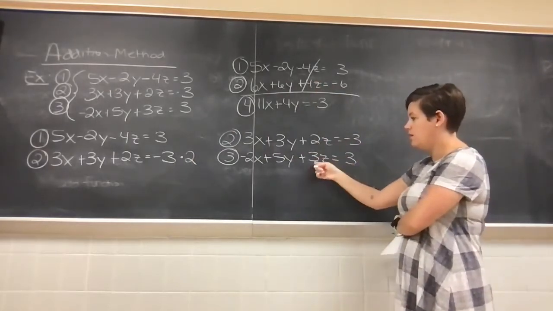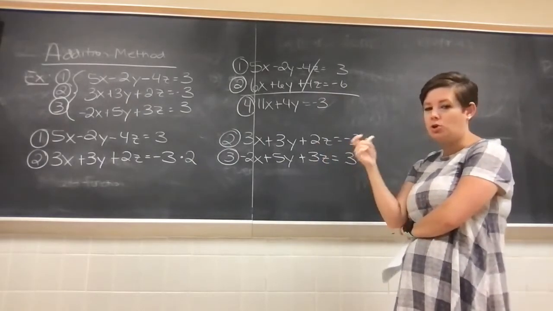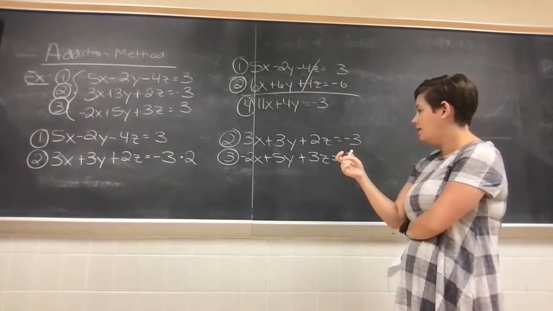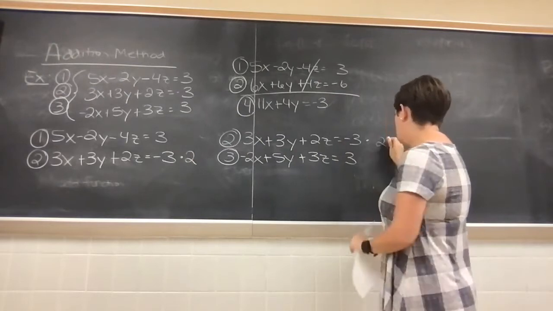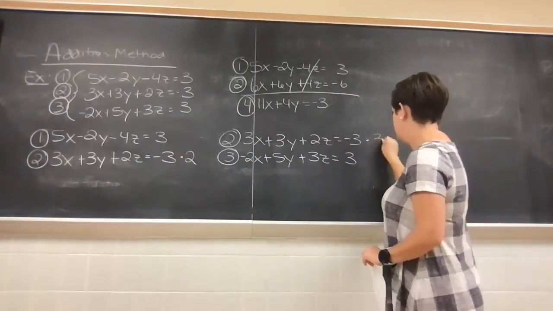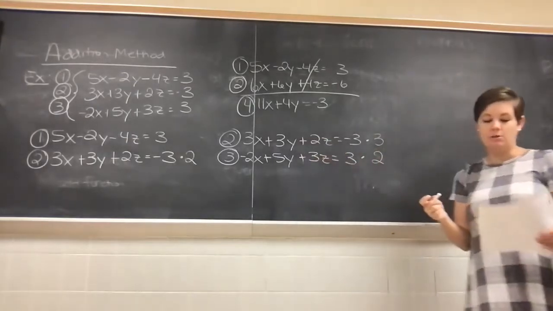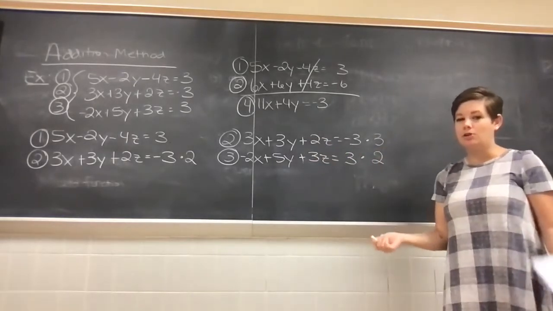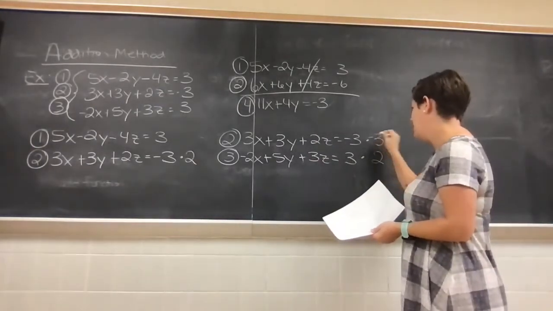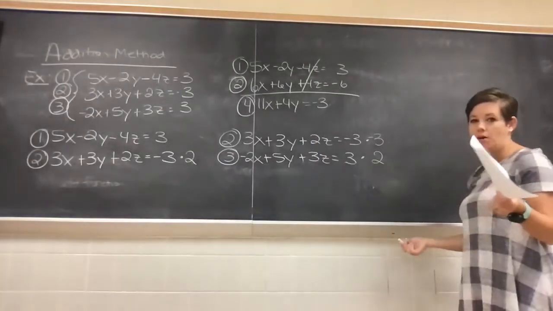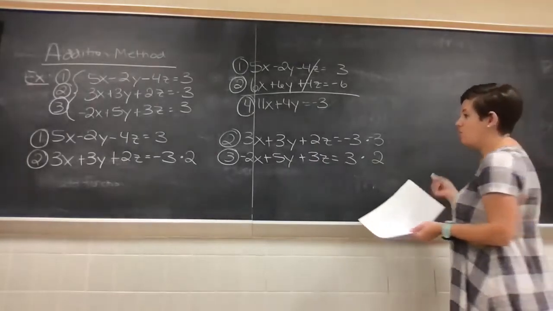So I need to look at these two equations. I have a 2z and a 3z, and I need to think, what do I need to do to get them to go away? Well, I need to multiply one of them. I need to multiply the top one by 3 and the bottom one by 2. But since they're both positive, I need to multiply one of them by a negative in order for them to add together to eliminate. It doesn't matter which one. I did a minus 3. That was just my choice. If you did a minus 2 instead, it would work as well.